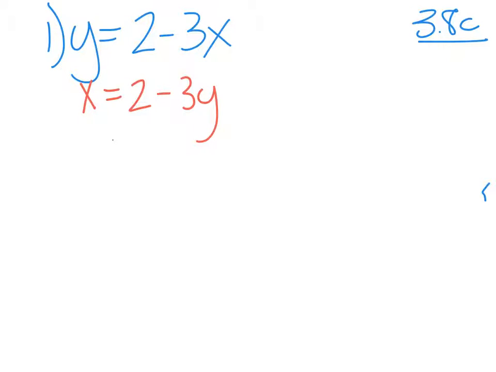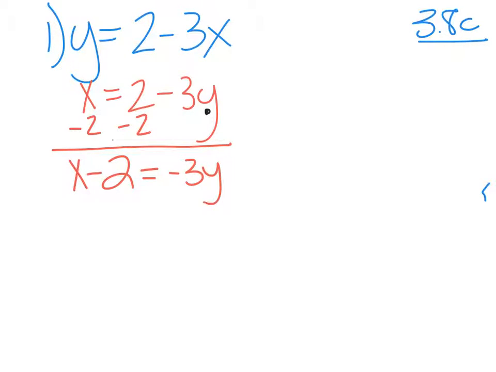Now all you need to do for Schoology, or to simplify this, is to get y by itself, which means I need to get rid of the 2 and the multiplying by negative 3. First thing I'm going to do is subtract the 2 from both sides. Leaves me with x minus 2 equals negative 3 times y. Now, to get rid of the multiplying by negative 3, I'm going to divide by negative 3.